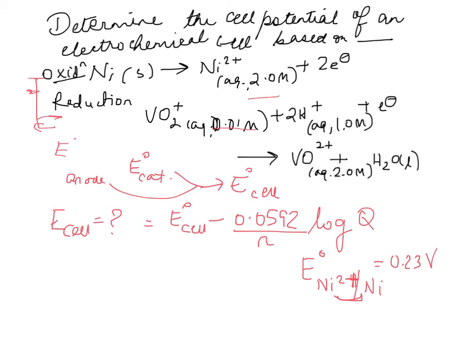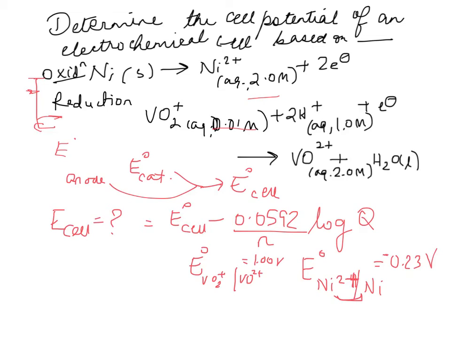The cathode reaction, which is the vanadium reaction, that is for VO2 plus, and that number would be a positive value. That's exactly at 1. So vanadium VO2 plus to vanadium oxide VO 2 plus, that value is 1.00 volts.